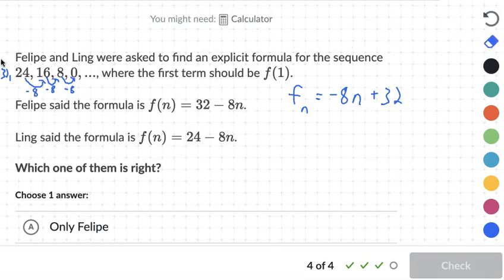I'm going to get rid of that 32 over here, though, because that's really not a number in our sequence. And let's check it with the third term, just to make sure it really works. -8 times 3 is -24, plus 32 does equal 8, which is the third term. Now, looking at the two formulas that Felipe and Ling wrote, we notice that Felipe, in fact, has the correct formula. His is just written in a different order.